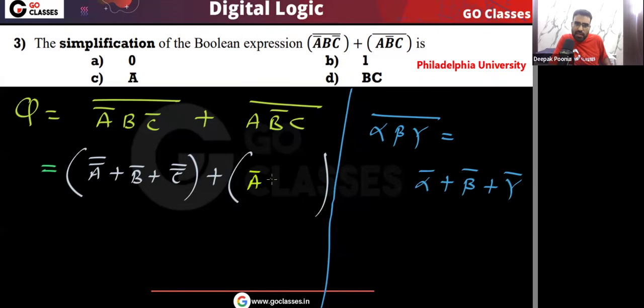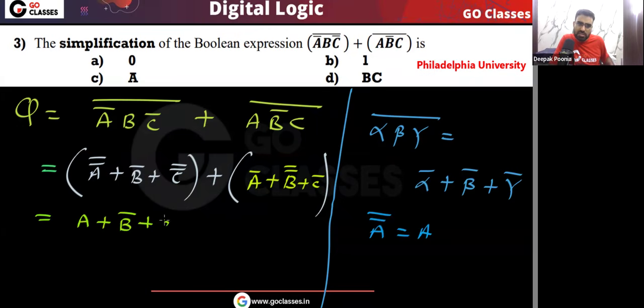Now if you apply the De Morgan law here, what you will get? You will get A negation or B double negation or C negation. Very simple. Because alpha beta gamma whole bar will be alpha bar or beta bar or gamma bar. Double negation, A double negation is the same as A. So this will basically become A or B bar or C, or A bar or B or C bar.